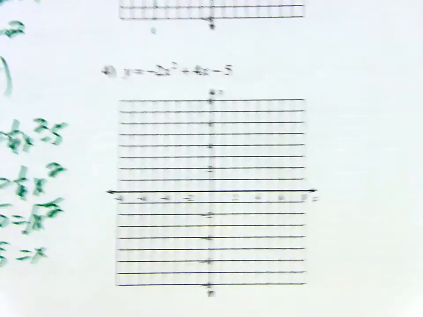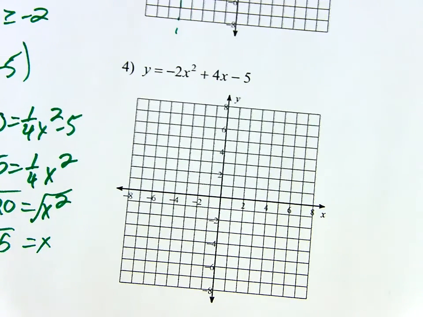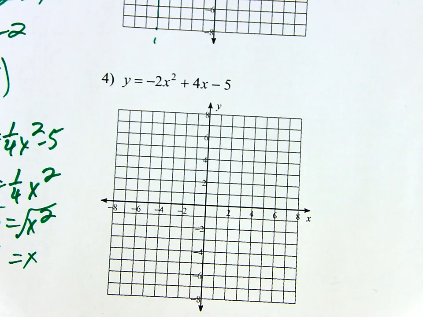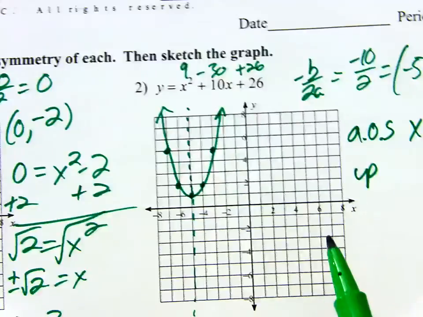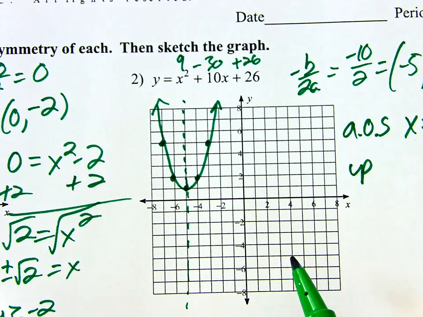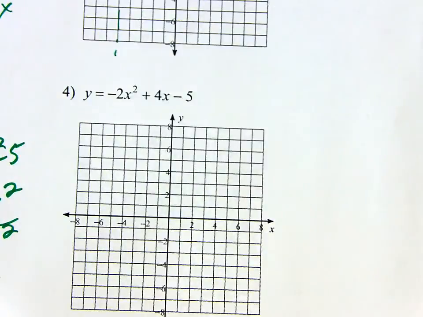Tell me what you know about number 4 before we even start. It's down, and it's going to be more narrow than the graphs for 1 and 2 were. Not a lot, because 2 is not that much bigger than 1, but if you put them one on top of another, you would certainly see that this would be more narrow than that one. All right, so find the vertex.